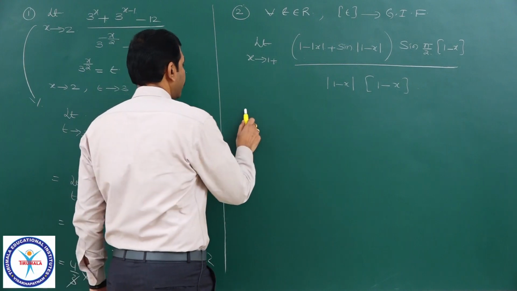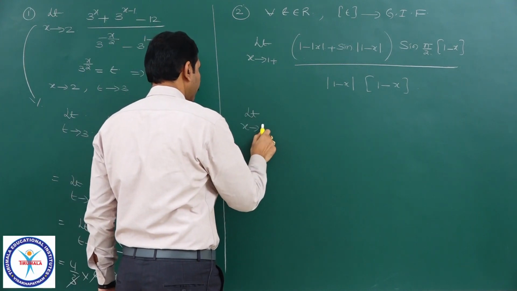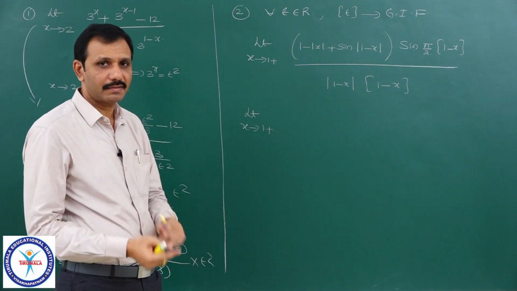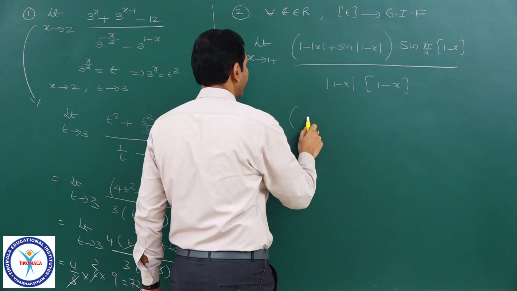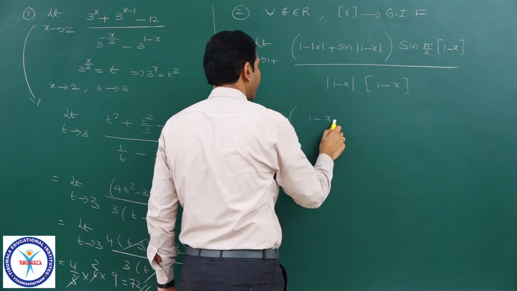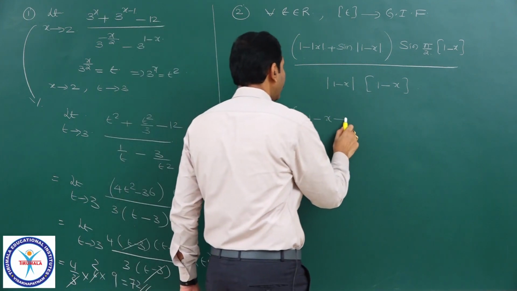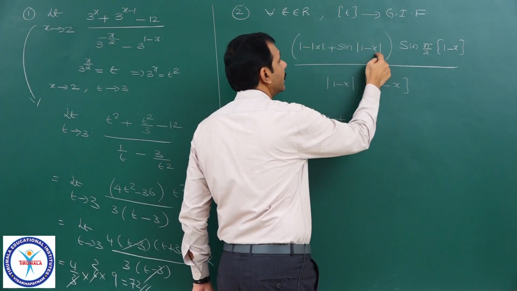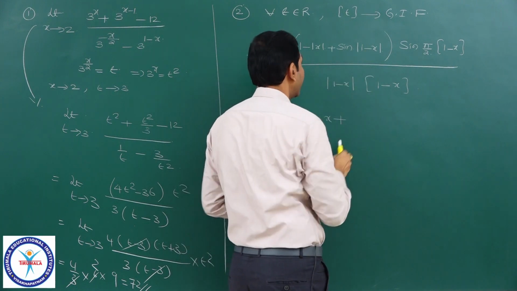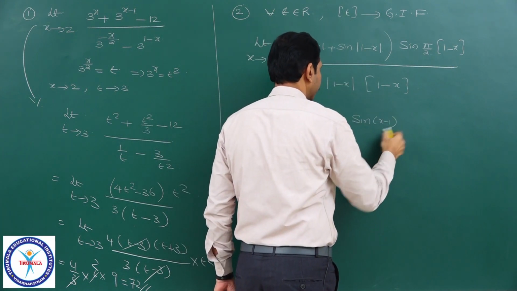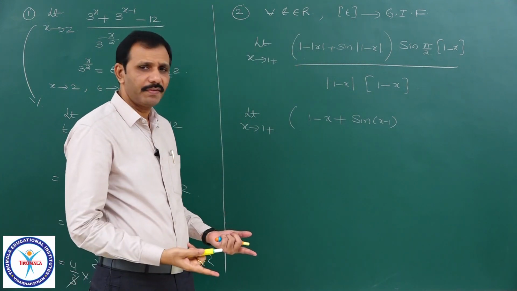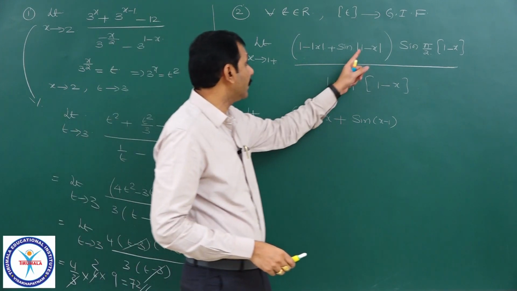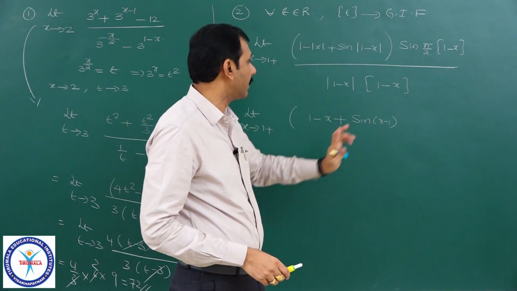Now, see here, limit x tends to 1 plus, through positive values, x 1 plus means greater than 1. The numerator is 1 minus mod x. What about mod x? Mod x will become x only, plus, because x tends to 1 plus means 1 minus x is negative, so it will become x minus 1. You know the modulus definition. Mod x is equal to x when x is positive, minus x when x is less than 0. Because it is negative, it will become minus of 1 minus x, which is x minus 1.